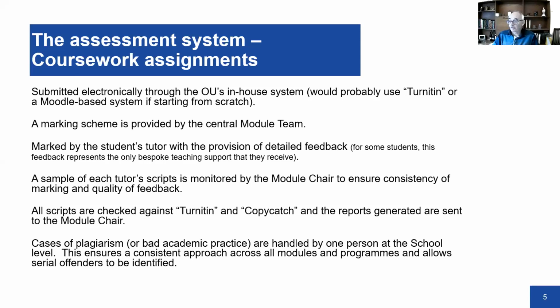To make sure that the quality control is maintained, a sample of each tutor's scripts will be monitored by the module chair to ensure that we're being consistent in marking and giving sufficient and high quality feedback. All the scripts are run against plagiarism and collusion software, and the reports generated by Turnitin and Copycatch are sent to the module chair. The module chair will then review these outputs, and any suspected cases of plagiarism or rather bad academic practice would be referred to the school's academic conduct officer, who reviews all the cases. The reason we have one person doing it for the whole of the school is to make sure that they adopt consistent approaches, and of course that persistent offenders are identified and dealt with in the appropriate way.